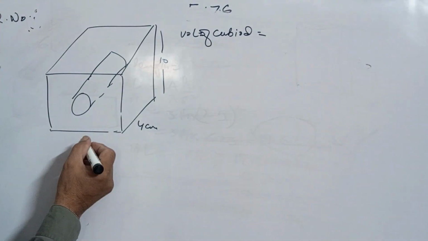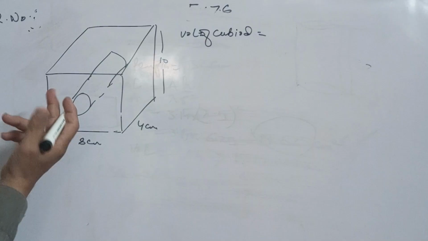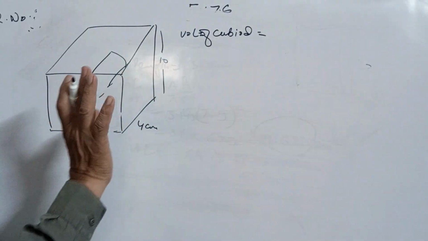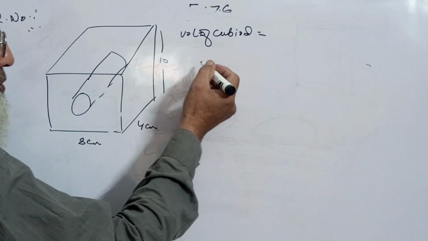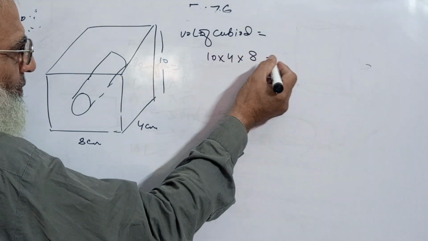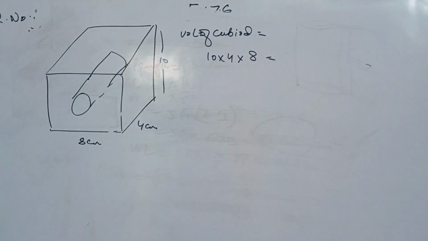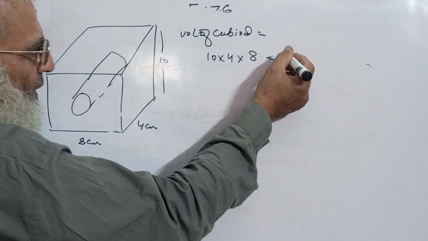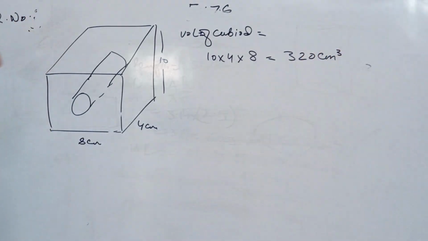and 8. Okay, this is 8. So multiply each dimension given to you. Okay, it is 10 multiplied by 4 multiplied by 8. Okay, 40 and 320 centimeter cube.